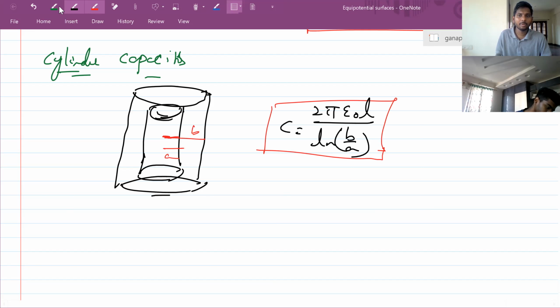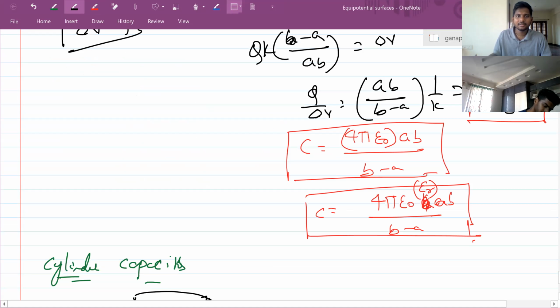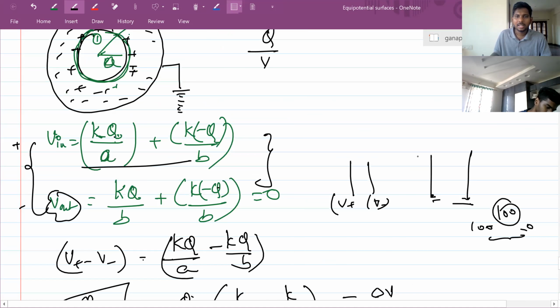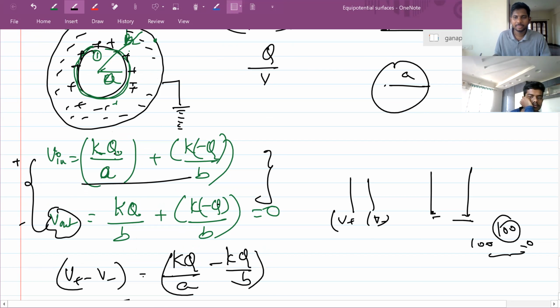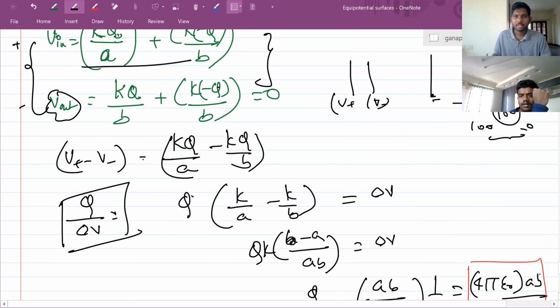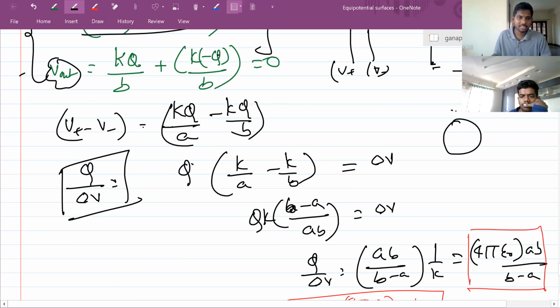The second important point is for a spherical capacitor: one plate is here, of radius A, and the other plate is at infinity. The second conductor we consider as infinite, so only one sphere will be there. You take an infinite sphere, B equal to infinity, and solve the problem. Suppose they give only one single sphere and ask you to find the capacitance.